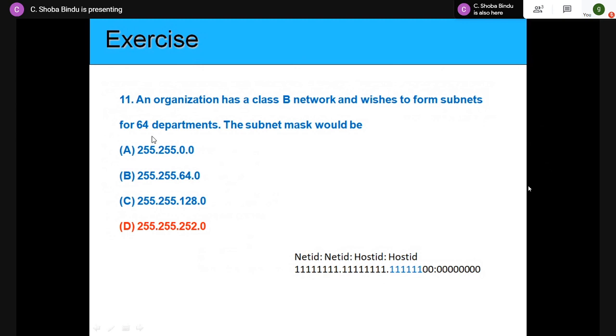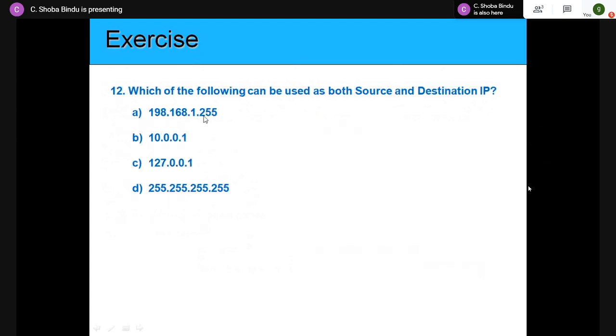Which of the following can be used as both source and destination IP? When we look at all these options, in this option the last byte has all ones. When you have all ones, it is a broadcast address, so it cannot be used to specify a source. It can be used to specify the destination, but it cannot be a source. A source should always be a unicast address.